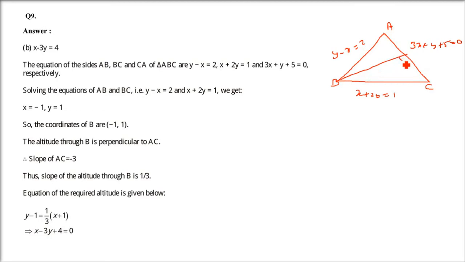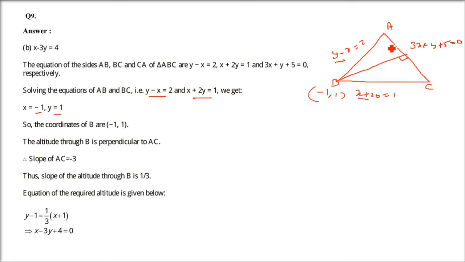Through B, equation of altitude through B. So we have to find out first of all the point B. So take the intersection of y minus x equal to 2 and x plus 2y equals 1. I hope you'll be able to do it. You just have to solve these two linear equations with two variables for x and y. And it's going to come as minus 1 and 1.